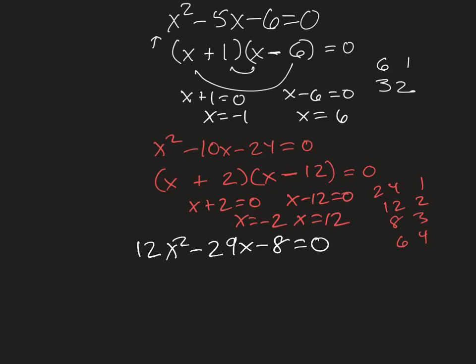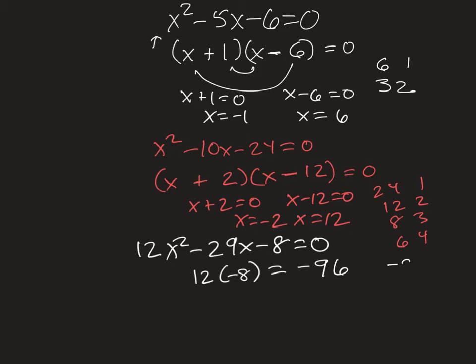But if you would rather not deal with that uncertainty, another method is to first multiply the leading coefficient by that constant term. And in this case, I'm going to get negative 96. And the purpose is to rewrite the middle term, so then you can factor by grouping.